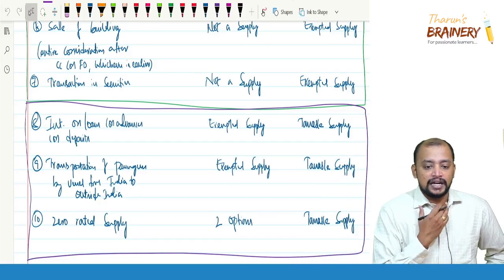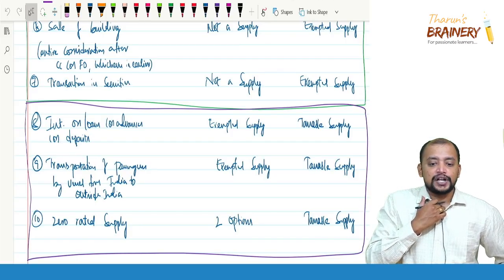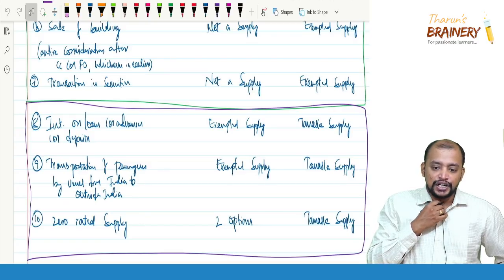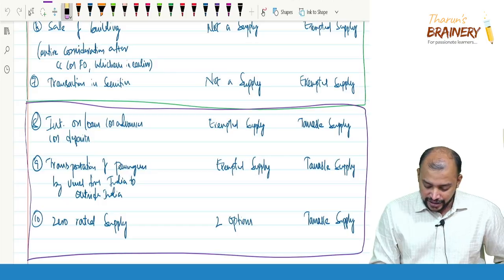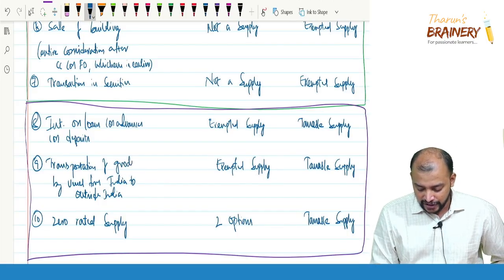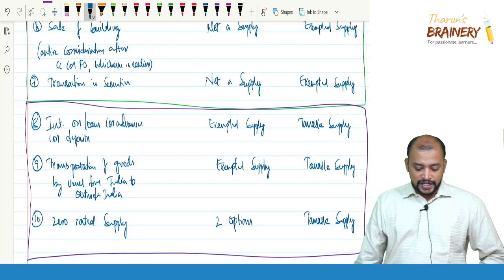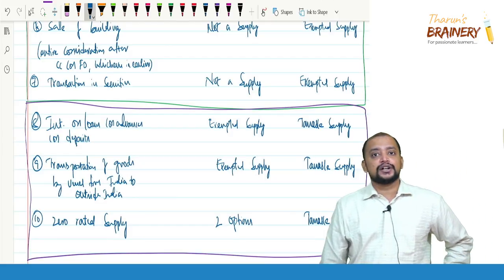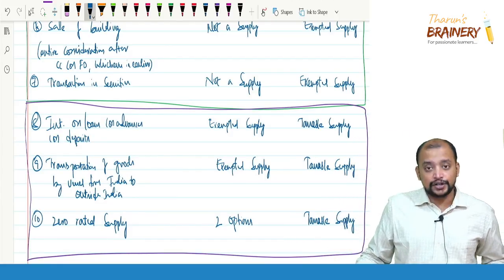Okay. Then next, is it transportation of goods or passengers through vessel, or only goods? Only goods here. Transportation of goods. Sorry, it is only transportation of goods by vessel. Sorry, I just overlooked it. So it is transportation of goods by vessel from India to outside India.